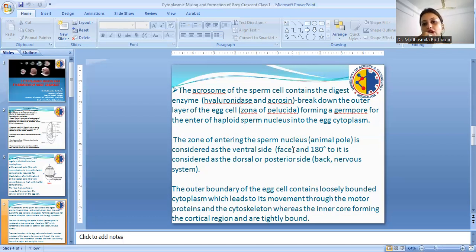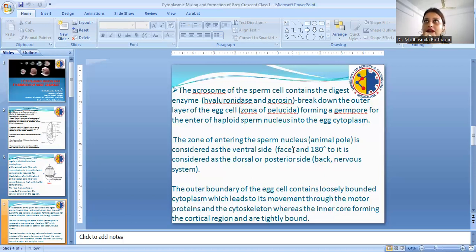Now, the outer boundary of the egg cell consists of loosely bound cytoplasm, which leads to its movement through the motor protein and the cytoskeleton, while the inner core forms the cortical region, which is tightly bound. Whenever the sperm cell enters its nucleus, there needs to be some mixing of the cytoplasm, from the animal pole to the vegetal pole, and again from the vegetal pole to the animal pole. Mixing of the cytoplasm is necessary for the formation of a proper zygote.